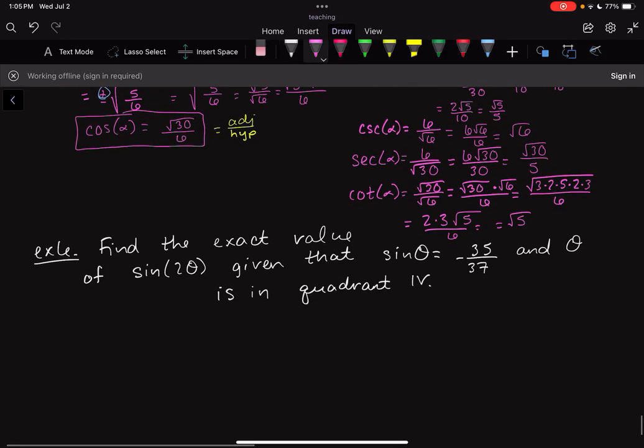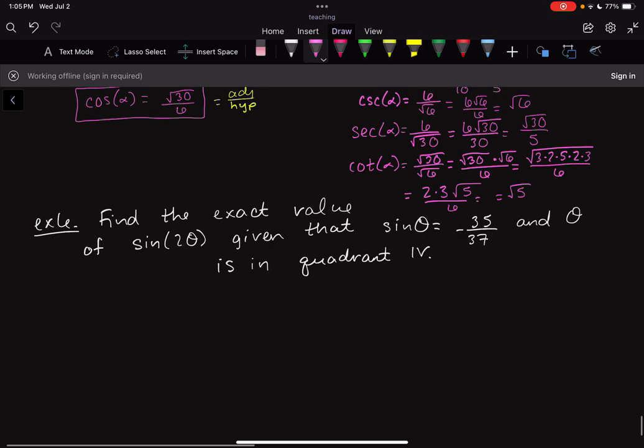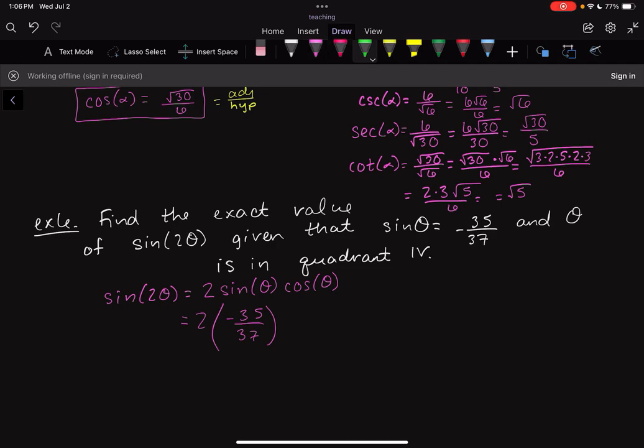All right. So now we're looking for sine 2 theta. So if that's what we're looking for, first I would come up with that identity. So sine 2 theta, this is one of the double angles. It says 2 sine theta times cosine theta. So I already have sine theta, which is really great. So I can just plug that in. So negative 35 over 37. But I don't have cosine theta. But we can go get it. I would use triangles to do it.